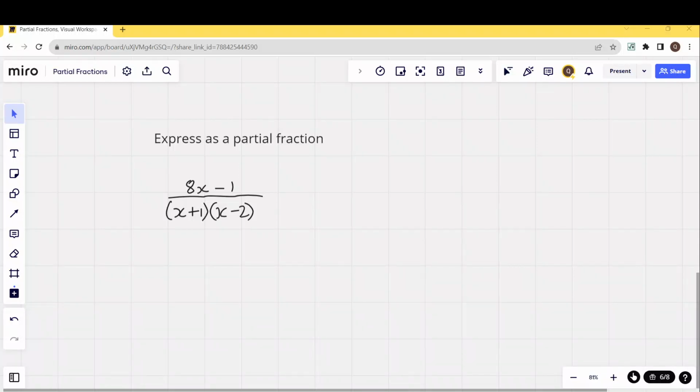In this video I'm going to show you how to split a fraction into its partial fractions. So what that means is we're going to take this fraction and split it into these two fractions. Okay, and we're going to use three lines here to say it's equivalent.